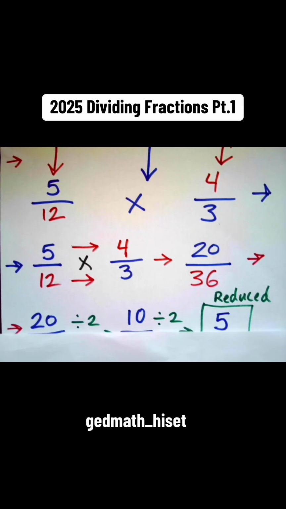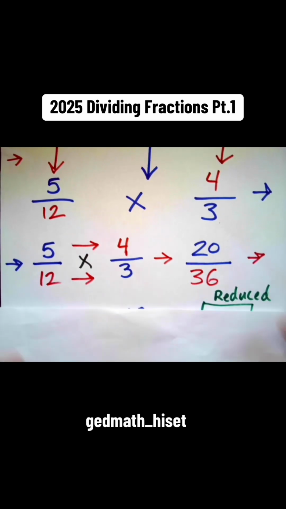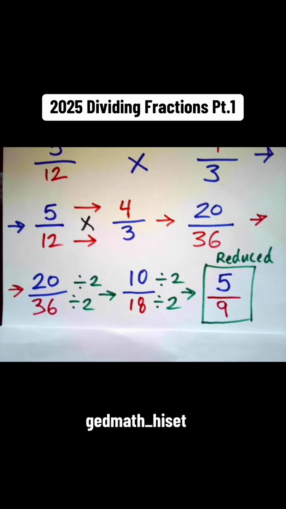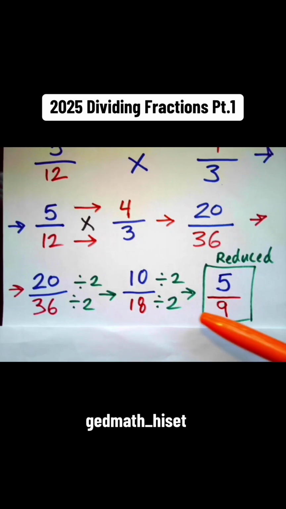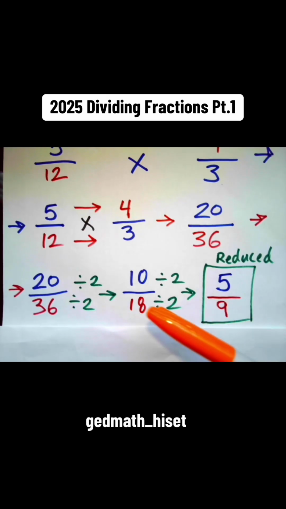Now I need to reduce this fraction by dividing the same value into top and bottom. So 20 over 36 are even numbers. The smallest even number I'll start with is 2. 20 divided by 2 is 10. 36 divided by 2 is 18. Why? Because 2 times 18 is 36, and 2 times 10 is 20. Now both of these, 10 and 18, are even numbers. Again, I'll start with the 2. 10 divided by 2 is 5. Why? Because 2 times 5 is 10. 18 divided by 2 is 9. How do I know that? Because the inverse, 2 times 9, is 18.